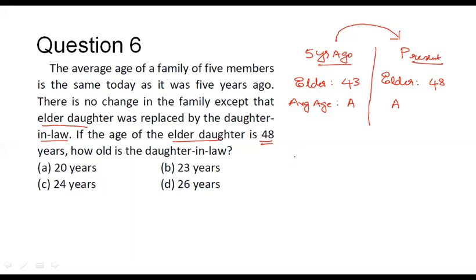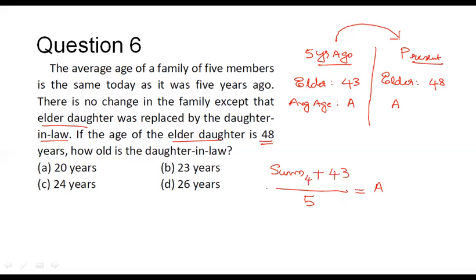Okay, so when we are considering the sum of the ages 5 years ago, we can write it like this. Sum of the ages of 4 members plus the age of the elder daughter, 43, divided by 5. This is equal to A. That is the average age of all these 5 members 5 years ago.